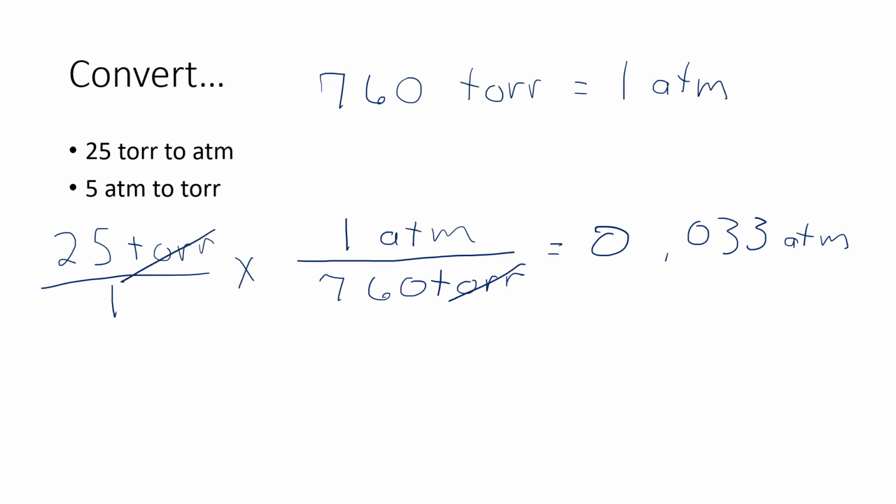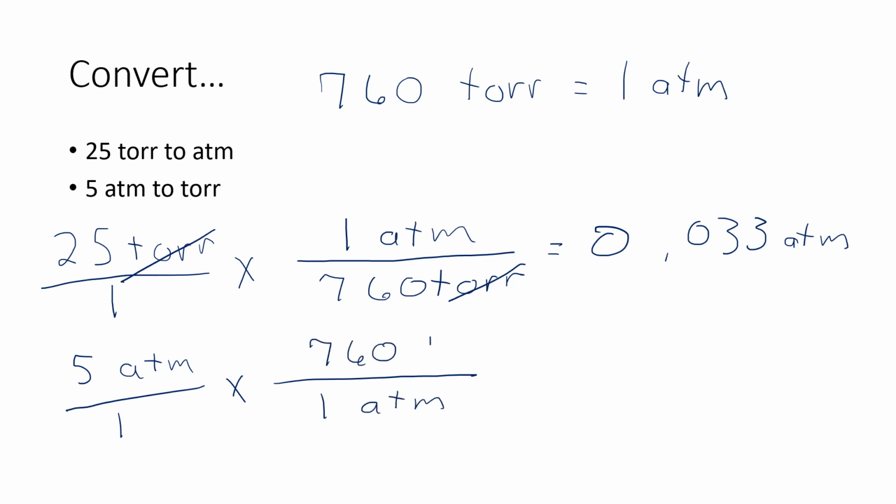We can go the other direction as well and convert the 5 atmospheres to torr. So we'll start with the 5 atmospheres over 1, and for every 1 atmosphere, there are 760 torr. So to run that through my calculator, I'm going to take 5 times 760, and my calculator is telling me that's 3,800 torr.